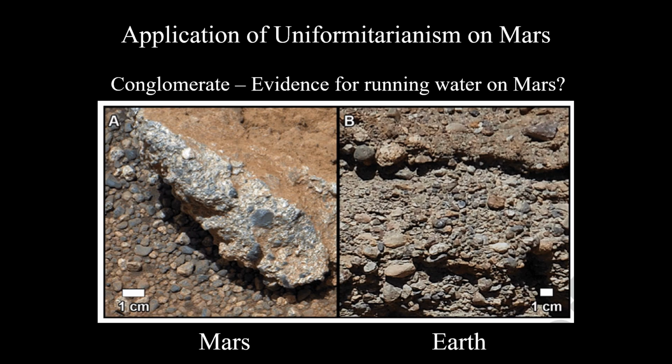We use applications of things like uniformitarianism to study other planets. Some of our major evidence for running water on the surface of Mars is the fact that the geologic formations that we identify on Mars look very similar to geologic formations that we find on Earth that we know are created through the interaction of water and rock.